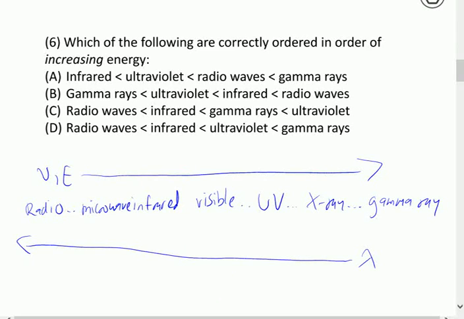All right, so those are the 7 you have to know, and you have to know what order they come in. And so here in this problem, we're looking at increasing energy. So that's going to be, on this scale here, left to right. So we want radio to be lowest, then infrared, then ultraviolet, then gamma. So that should be choice D, I believe. Yep. All right, so know those 7 in order. Those are the different categories of light.